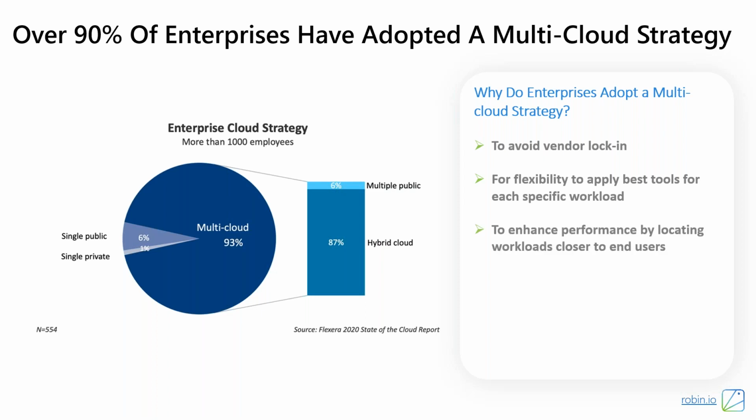The third one is latency. Some workloads, some applications, are extremely latency sensitive. So to enhance the performance, developers and DevOps teams need to locate the workloads very close to the end users. And here is where, sometimes, you see there are different cloud providers in different regions, and you have to adopt a multi-cloud strategy.